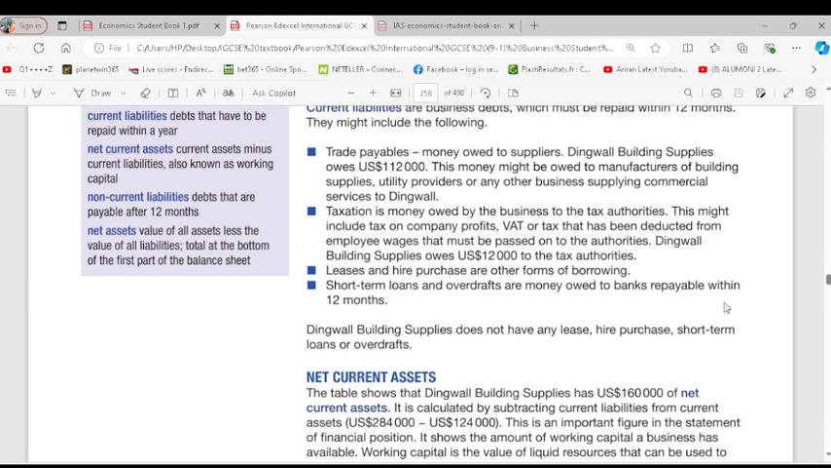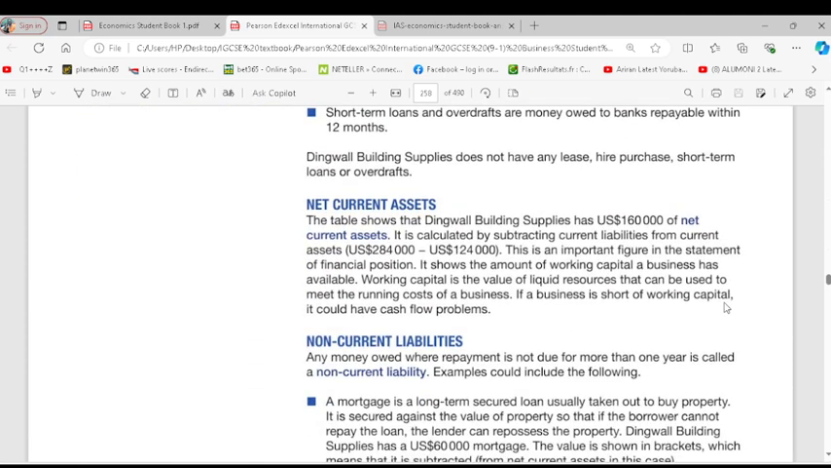Before non-current liabilities, let's talk about net current assets. Net current assets is current assets minus current liabilities. That gives us our net current assets. It is the difference between those resources that the business owns that can be easily turned to cash within a year and those resources that belong to third parties that the business has to repay within a year. The difference is called net current assets. Clear?